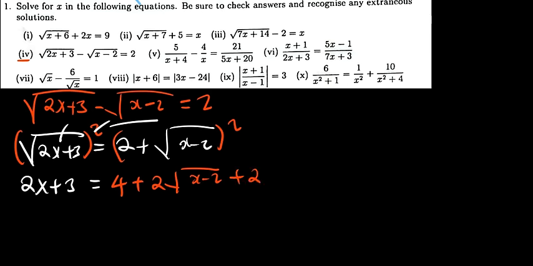When I do that, I can clearly see that this 2 and that square root will cancel out. I'll remain with 2x plus 3. Then here, 2 times 2 is 4. 2 times the square root of x minus 2 is 2 the square root of x minus 2. Then again, the square root of x minus 2 times 2, I'll still get 2 times the square root of x minus 2.